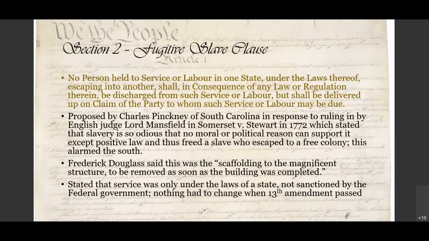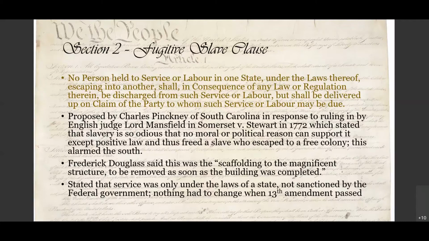So, of course, at the time of the founding, slavery was practiced in the southern colonies, southern states. And so they inserted this clause: no person held in service or labor in one state under the laws thereof, escaping into another shall, in consequence of any law or regulation therein, be discharged from such service, but shall be delivered up on claim of the party to whom such service or labor may be due.